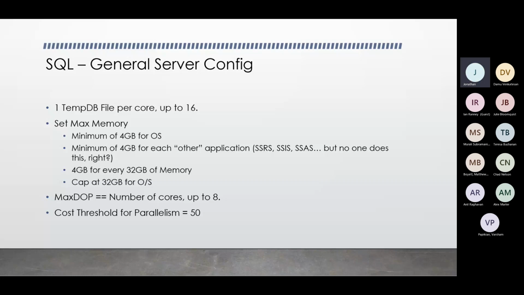Cost threshold for parallelism, I usually set it to 50. This number is still far too low. Given the speed of modern processors and their single-threaded performance rate, 50 is too low. But I don't know of a good starting point. It's better than the 5 that it starts with, though. Play with this number in your environment to see what helps or doesn't help.